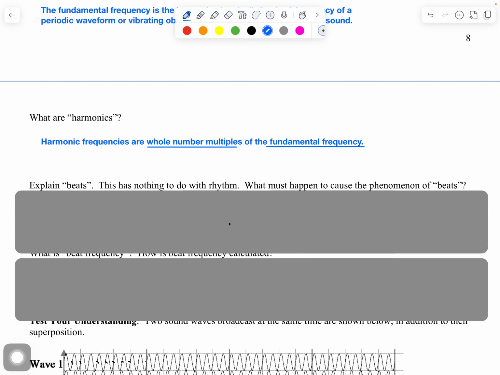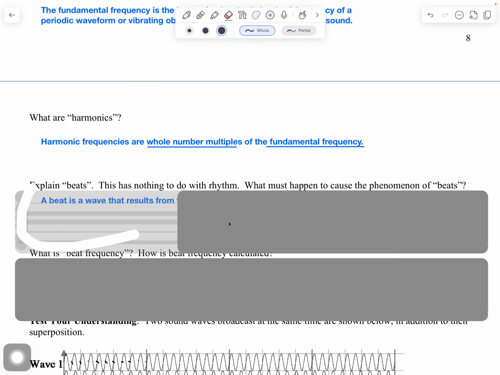Explain beats. This has nothing to do with rhythm. What it has to do with is what must happen to cause the phenomenon of beats. Okay, well, let's take a look at that.